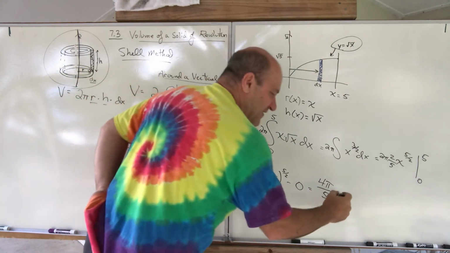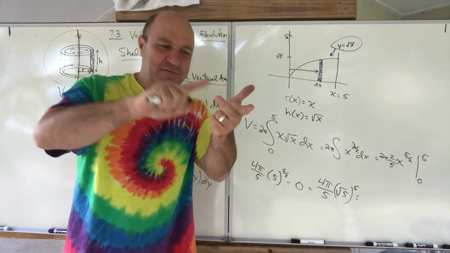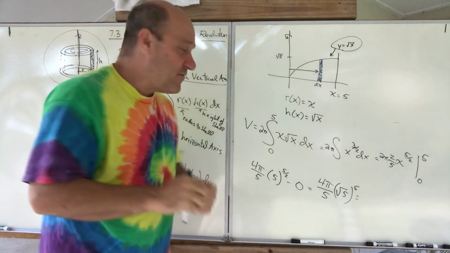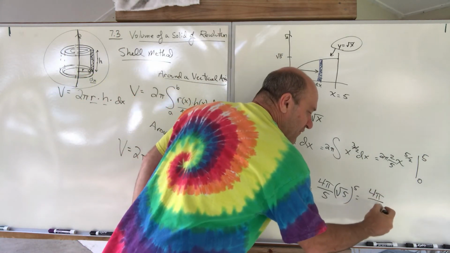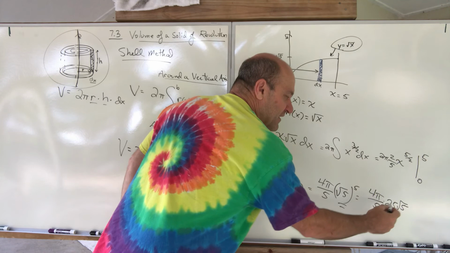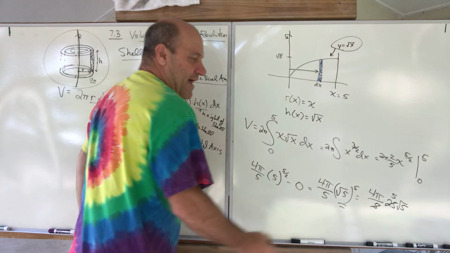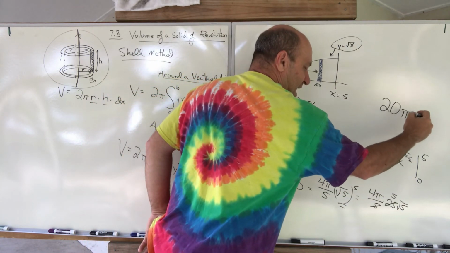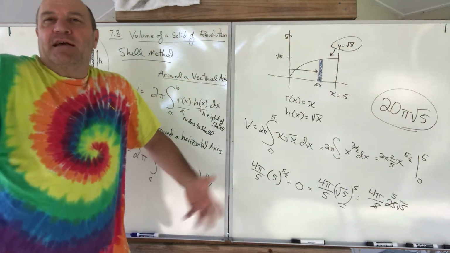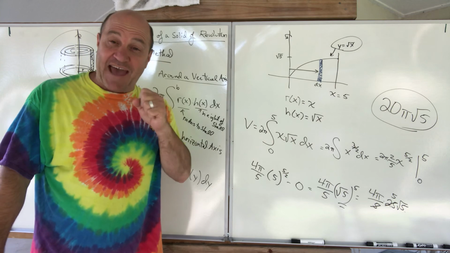It's 4 pi over 5, and then it's the square root of 5 to the 5th power, which is the square root of 5 times the square root of 5 times the square root of 5 times the square root of 5 times the square root of 5, which is 25 square roots of 5. So this is 4 pi over 5, 25 times the square root of 5. Hey, that 5 can cancel into that 25. Leaves me a 5 times the 4. So I've got 20 times pi times the square root of 5. I like that. That's my exact answer, as opposed to some calculator giving me some decimal. We did the math and we found the exact volume of that shape.